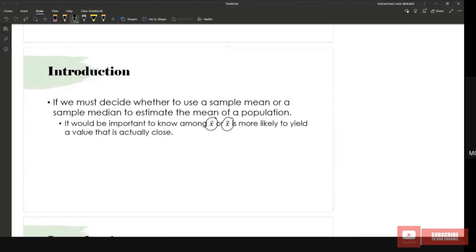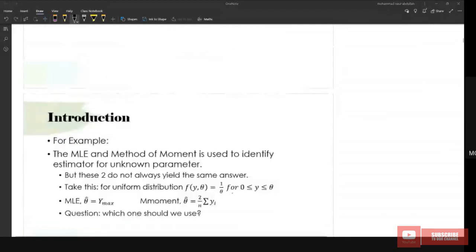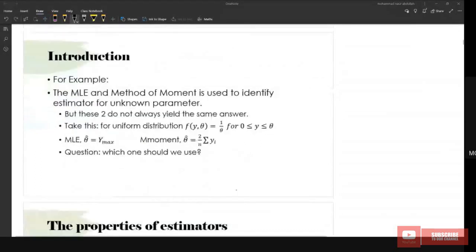For example, let's say we already learned two methods to get an estimator, right? First is the method of moments, and second is the method of maximum likelihood. So sometimes these two methods give two different values, two different equations. So we need to decide which method we want to use, either the method of moments estimator or the maximum likelihood estimator, right? So that's why we need to determine which one is the best estimator we want to use.